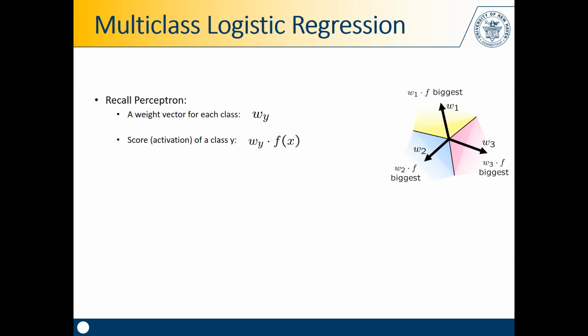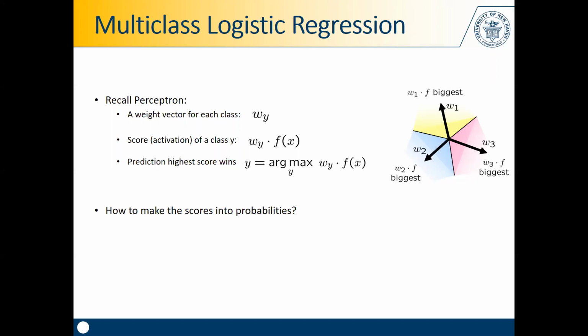Then we calculated the score of each class, essentially by doing the dot product of the weight vector for that class and the feature vector of the sample we are looking at. And then the prediction with the higher score wins, which means that the output of the classification model is going to be the class which gets the highest score. That was for multi-class perceptrons.